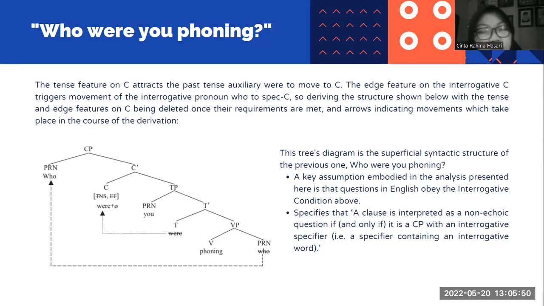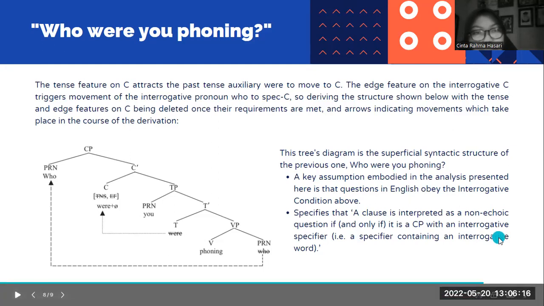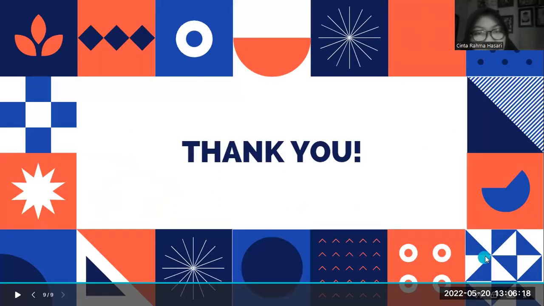A key assumption embedded in the analysis presented here is that questions in English obey the interrogative condition above, and it specifies that a clause is interpreted as a non-echoic question if, and only if, it is a CP with an interrogative specifier, like a specifier containing an interrogative word. Next slide, please. Okay, thank you.